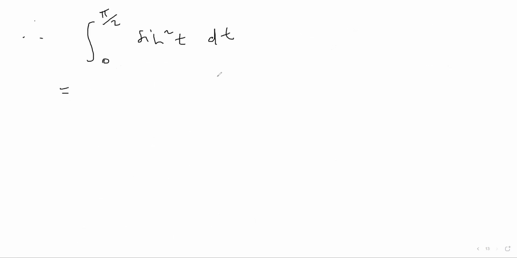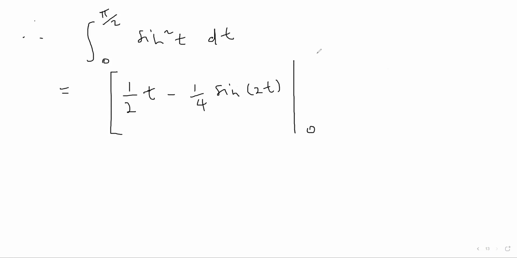It's equal to half t minus 1 over 4 sine 2t. Okay, so that's the indefinite integral inside the bracket, and then we evaluate this from 0 to pi over 2. Now to evaluate, obviously we just substitute.